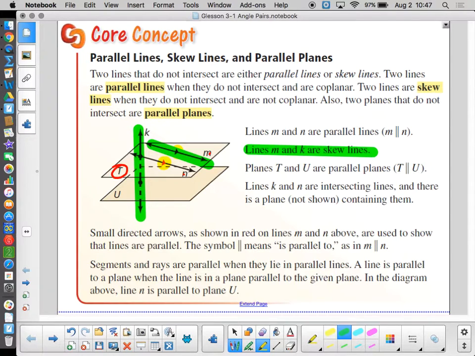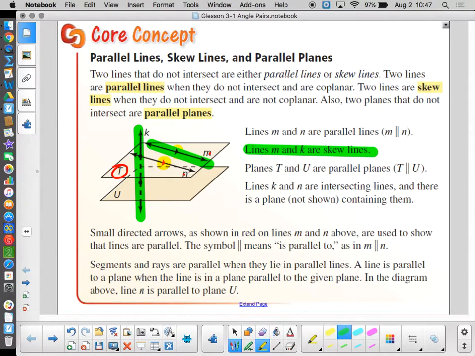We can also have parallel planes. Parallel planes simply don't intersect. Here, T and U were given that they are parallel planes. We also have intersecting lines. So like N and K are intersecting lines. We can have lines intersecting a plane. We can have a line parallel to a plane, all sorts of things like that.